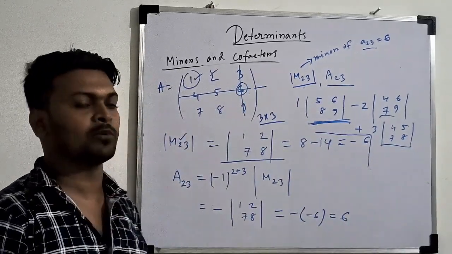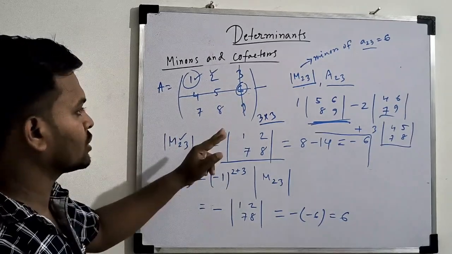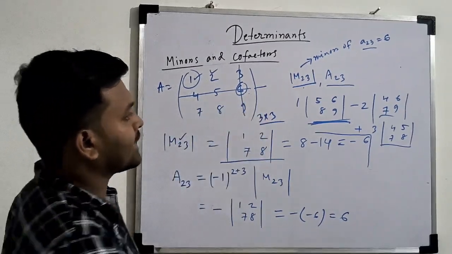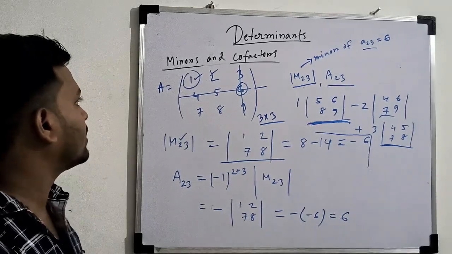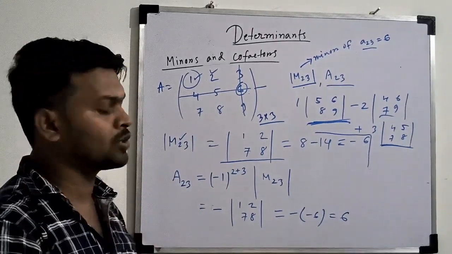Whenever we find the determinant of a matrix, we use minors. So this is a 3 cross 3 matrix, and each minor is of order 2. So this is the concept of minors and cofactors.